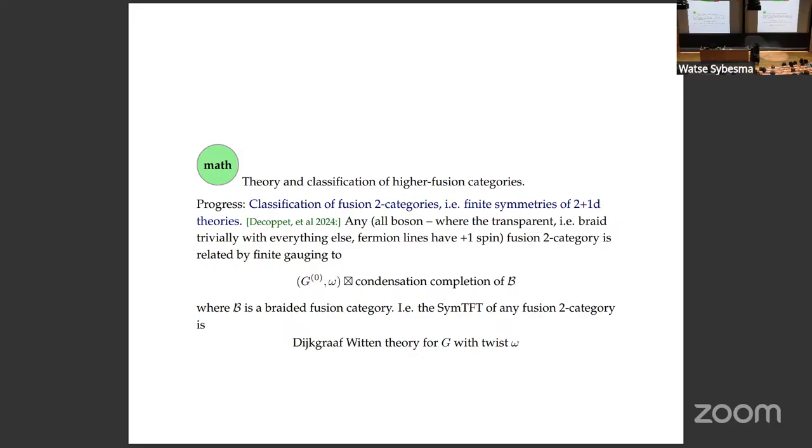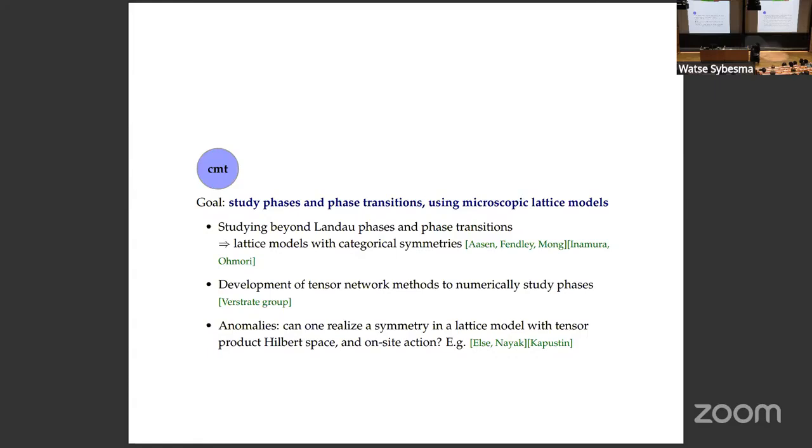You'll have the slides later. You can look at this. In condensed matter, of course, people are interested in phases of matter, phase transitions, lattice systems, so that you actually can do numerics on them, simulate them. And in fact, there's been a lot of interesting work independently on these categorical symmetries in such lattice systems, developing numerical methods, but also trying to understand what the anomalies of such things actually are.